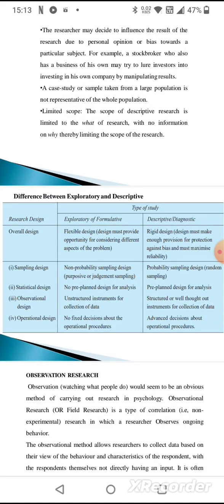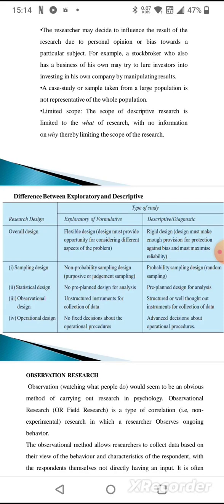In this slide, you will be able to see the differences between exploratory and descriptive research on the whole. Exploratory or formulative, descriptive or diagnostic. Coming to the overall design, exploratory has a flexible design. It must provide opportunity for considering different aspects of the problem. And descriptive has a rigid design. It must make enough provision for protection against bias and must maximize reliability.